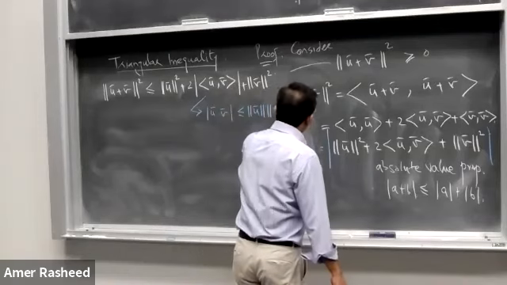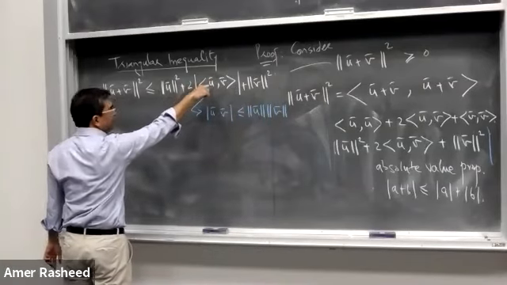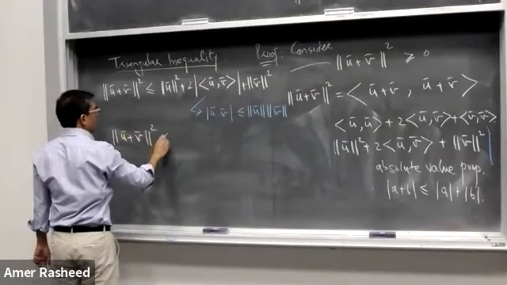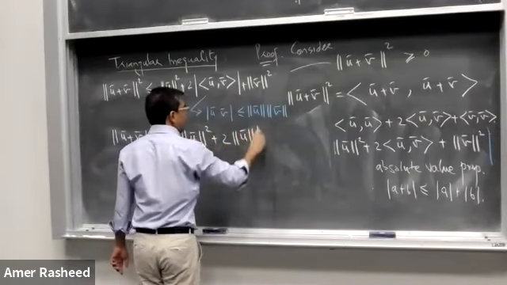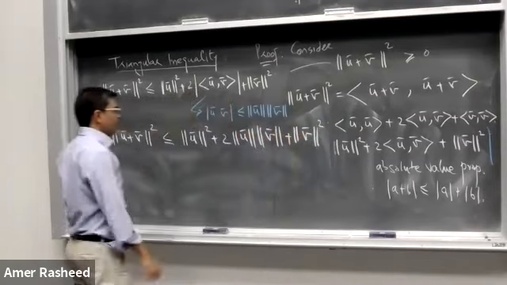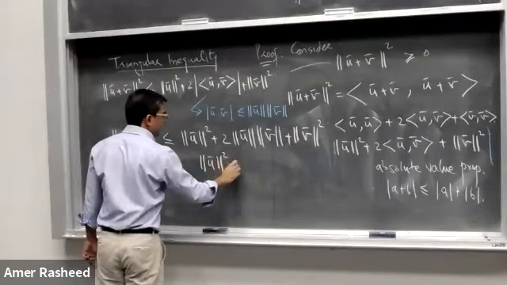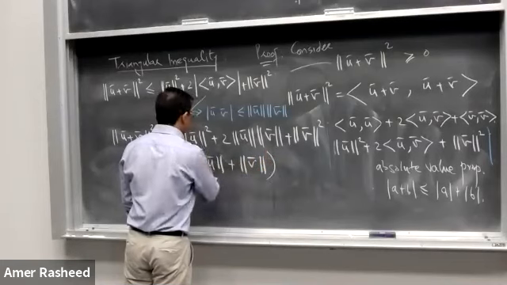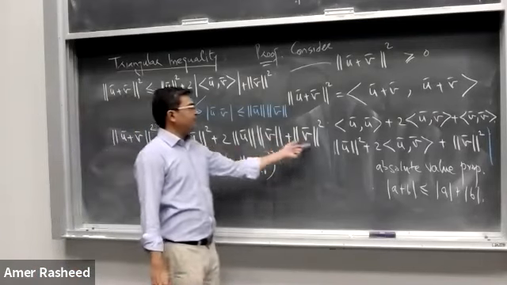Yes, we can write this by using the Cauchy-Schwarz inequality, and we can further write that this is less than or equal to this. So this expression has now become the norm of u squared plus 2 times the norm of u times the norm of v plus the norm of v squared. Now this is equal to the norm of u plus the norm of v, whole square, because this is a squared plus 2ab plus b squared.